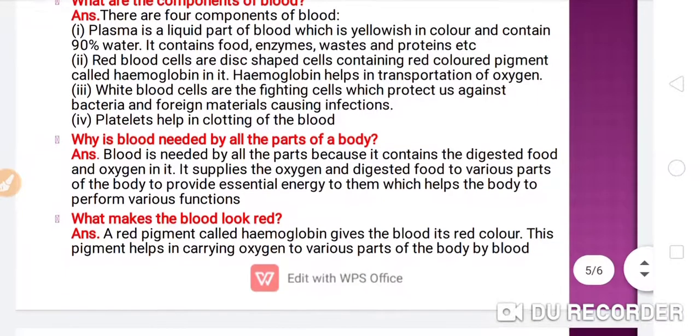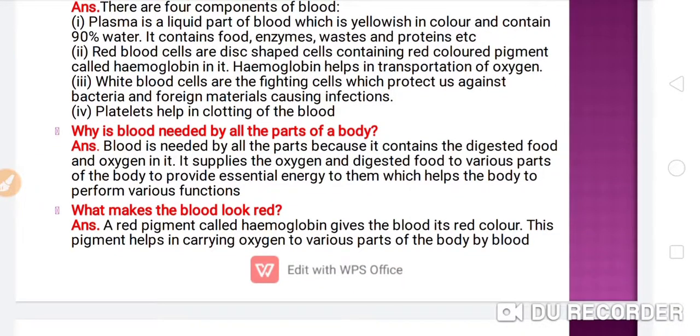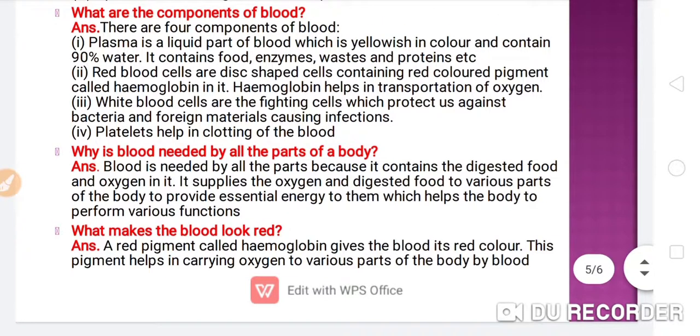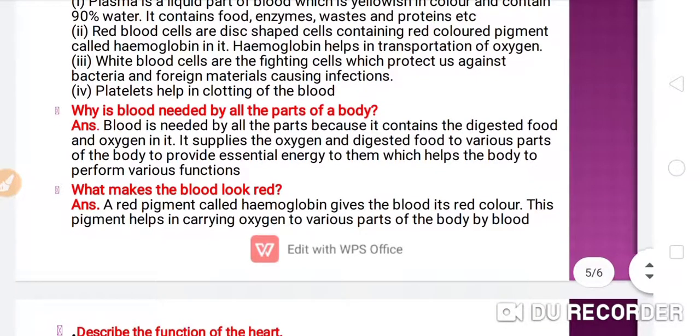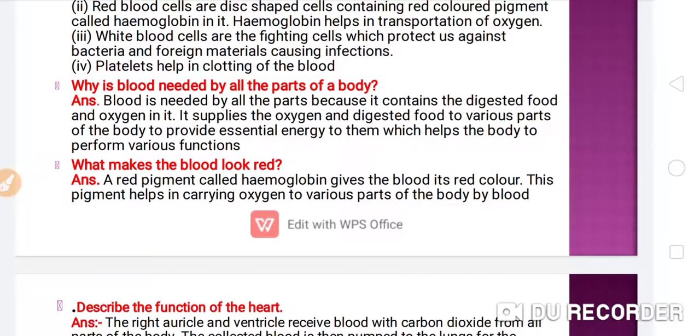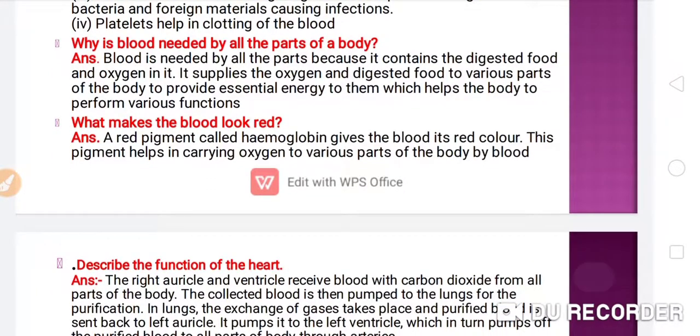Second one, red blood cells are disc shaped cells containing red colored pigment called the hemoglobin in it. Hemoglobin helps in transportation of oxygen. And third one is white blood cells, also known as WBC, are the fighting cells which protect us against bacteria and foreign materials causing infections. And the last one is the platelets, which help in clotting of the blood.